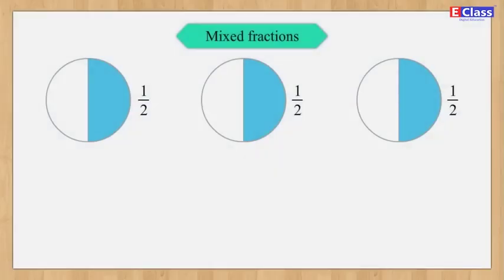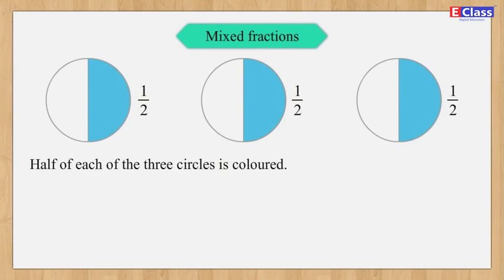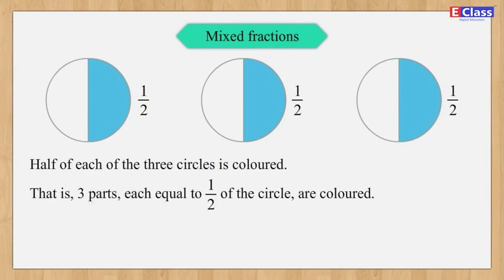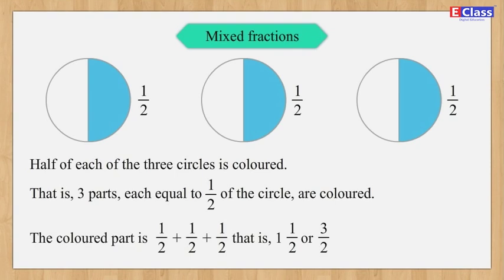Mixed fractions. Half of each of the 3 circles is colored. That is, 3 parts, each equal to 1 upon 2 of the circle, are colored. The colored part is 1 upon 2 plus 1 upon 2 plus 1 upon 2, that is 1 and 1 upon 2, or 3 upon 2.